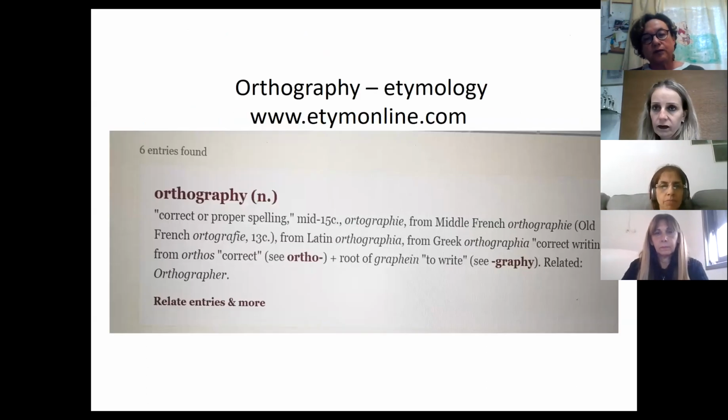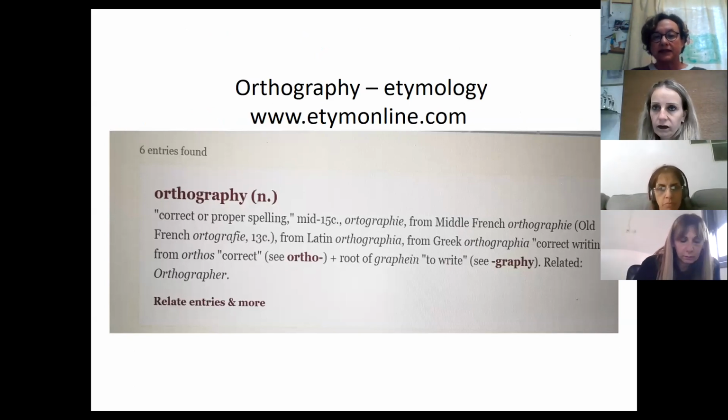And then to remind you, orthography really is correct or proper spelling. This is from Etymology Online. And that's what we're talking about.